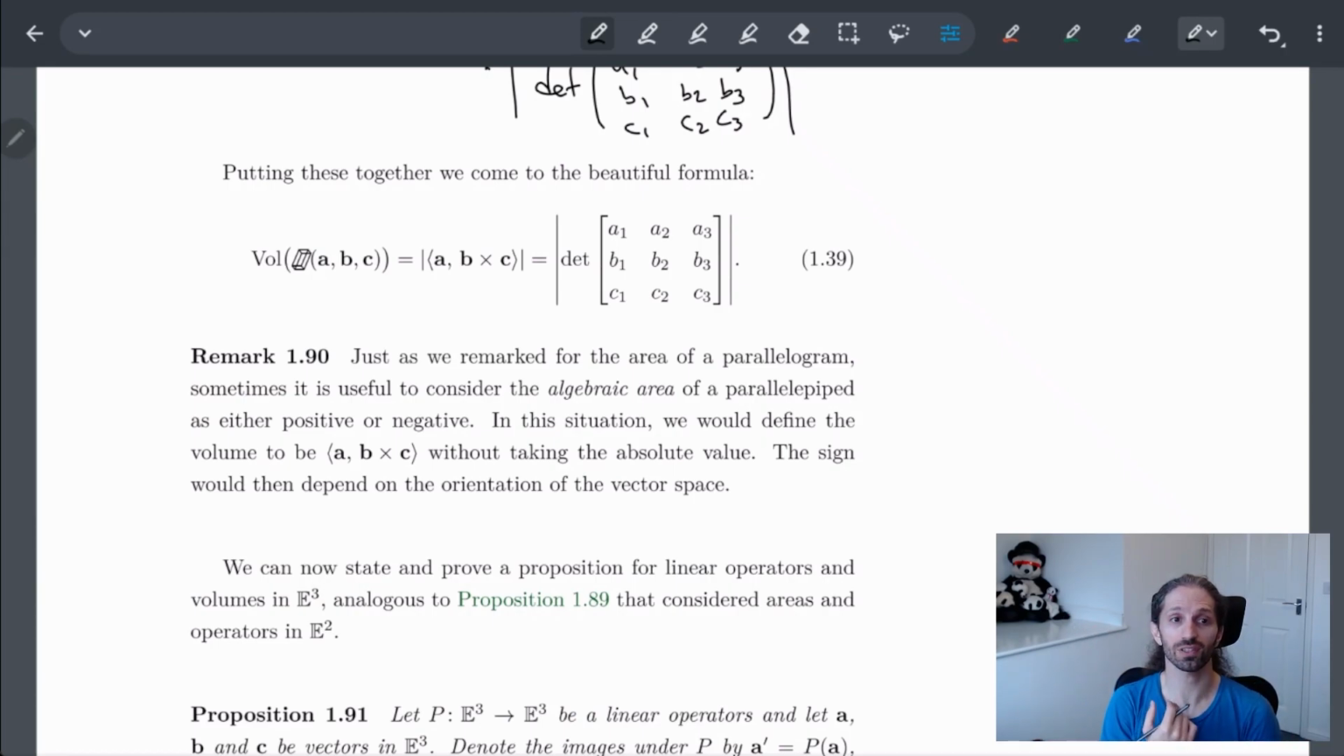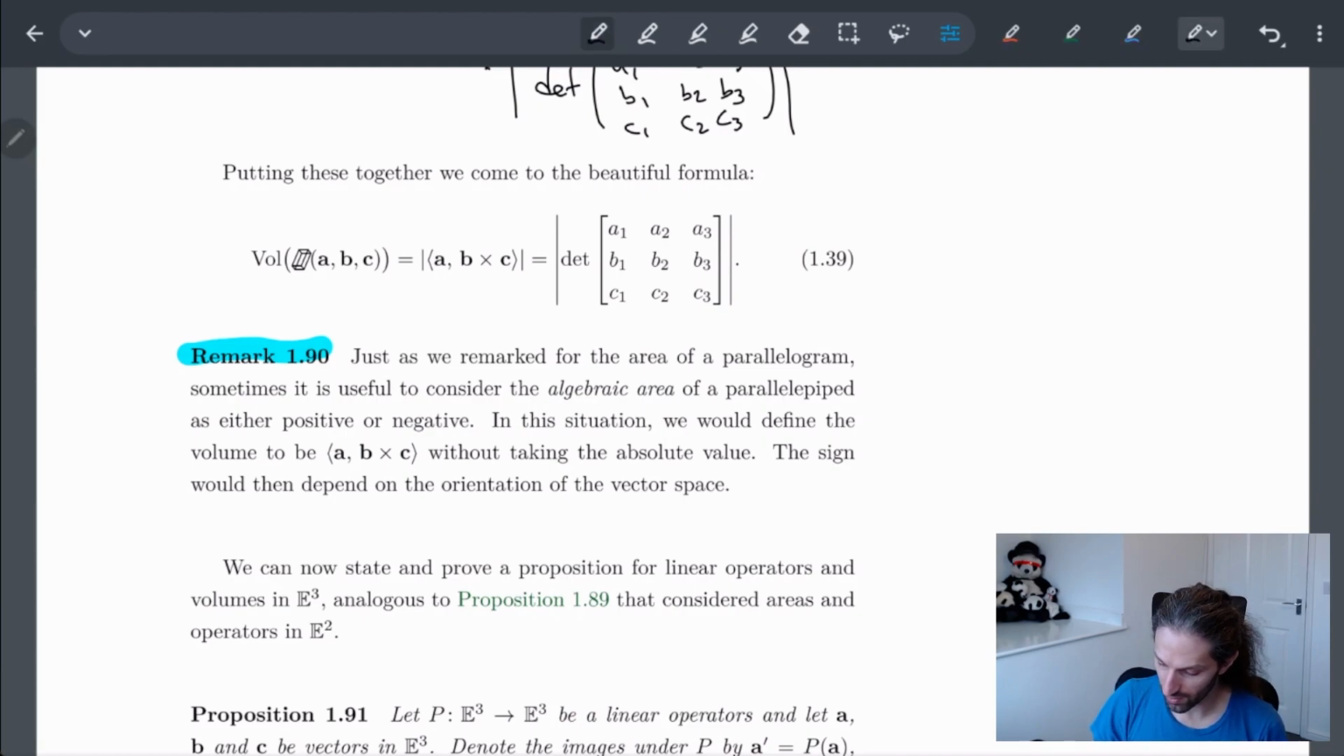So this is useful to consider, like the algebraic area of a parallelepiped. This is a separate remark. Even though we're talking about things like volume, area, etc., always having positive area, it does make sense sometimes for us to talk about some algebraic area. In other words, something that has positive area or negative area.